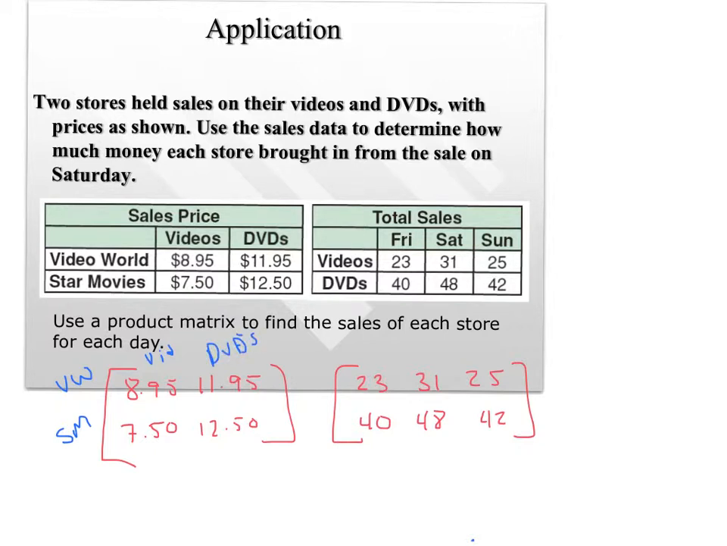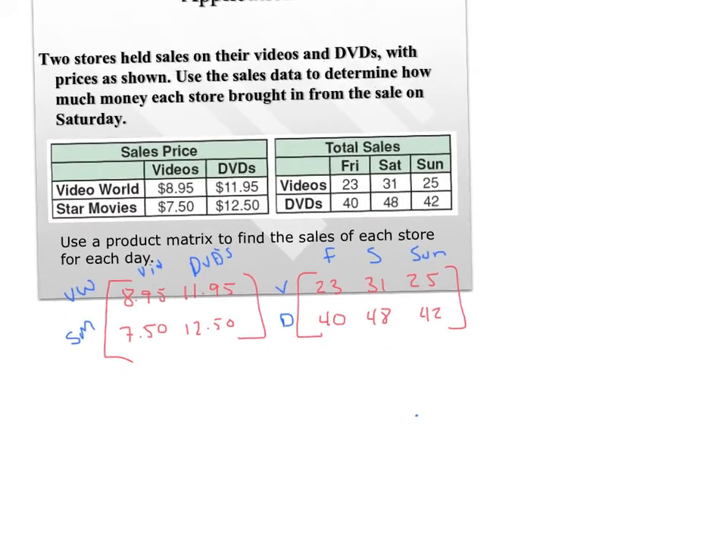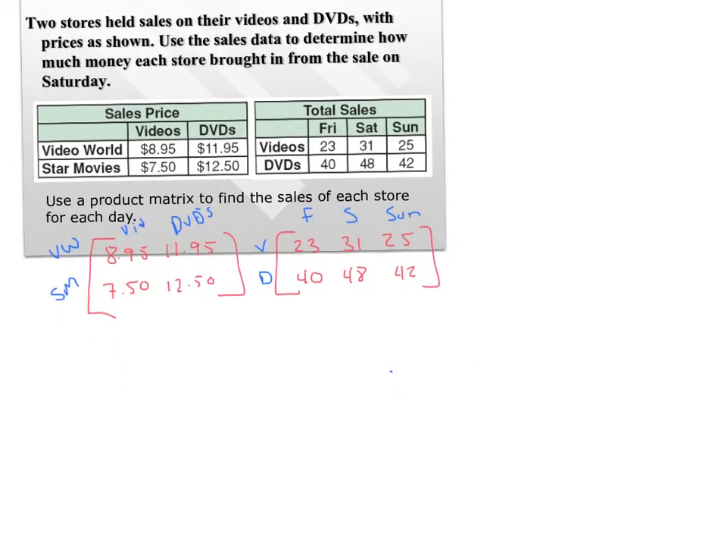Okay, so now this is Friday, Saturday, and Sunday, and these are the total sales of videos, and these are the total sales of DVDs. And so when I multiply these together, I'm going to get a matrix. This is a 2 by 2, and this is a 2 by 3. So the inner dimensions match, but my resulting matrix is going to be a 2 by 3.